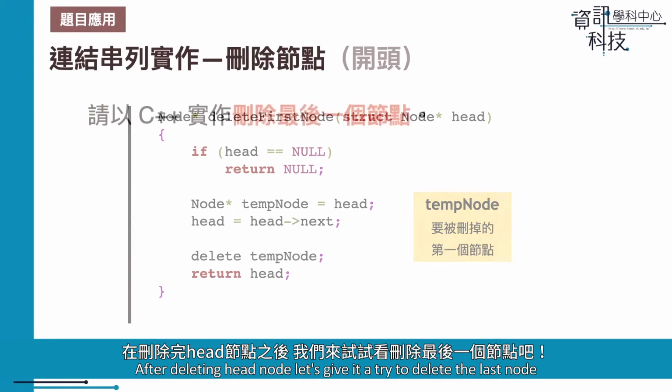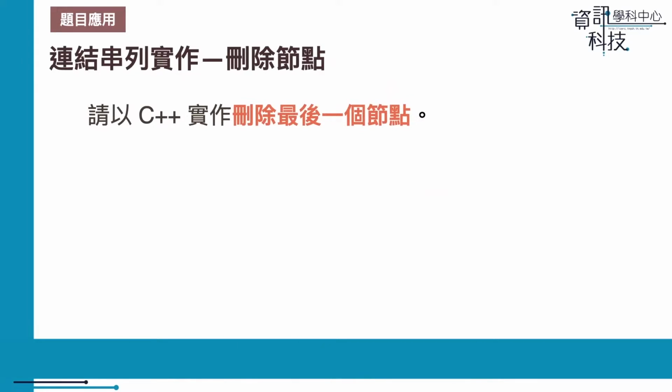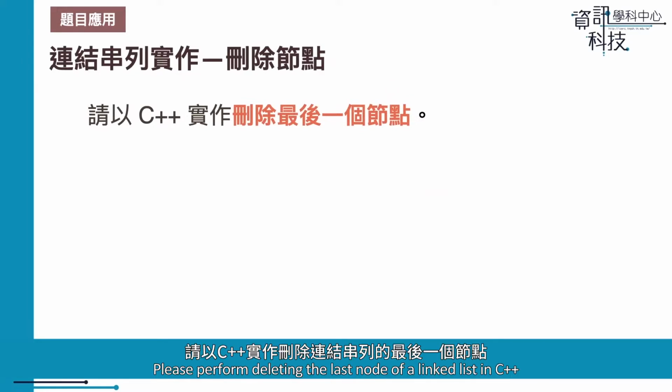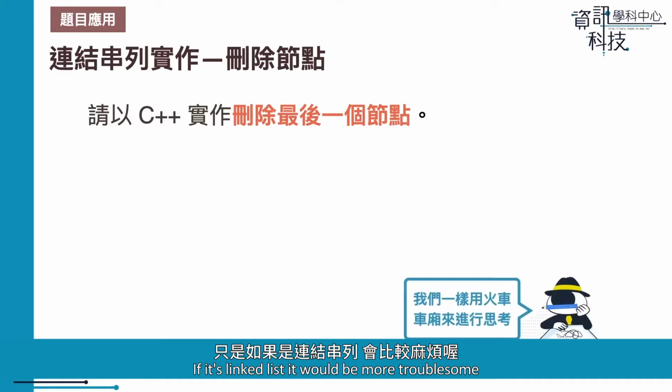After deleting the head node, let's give it a try to delete the last node. Please perform deleting the last node of a linked list in C++. If it's a train, that is to remove the last carriage. If it's a linked list, it would be more troublesome.